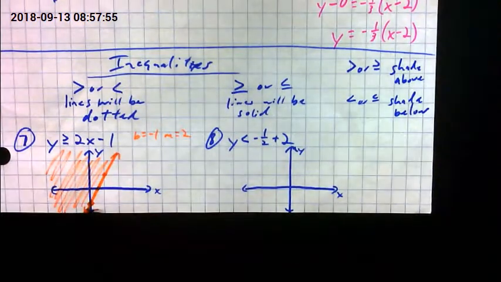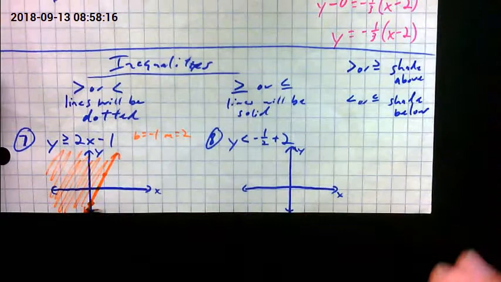The other way that you could determine shading is by picking a point and seeing if it works. So, for example, if I picked a point 0, 0, you could plug in 0, 0 and see if it comes out to a true statement. If that works, you shade on the same side of the point that you plugged in. If it doesn't work, you shade on the opposite side. Yeah, that's another way of doing it.